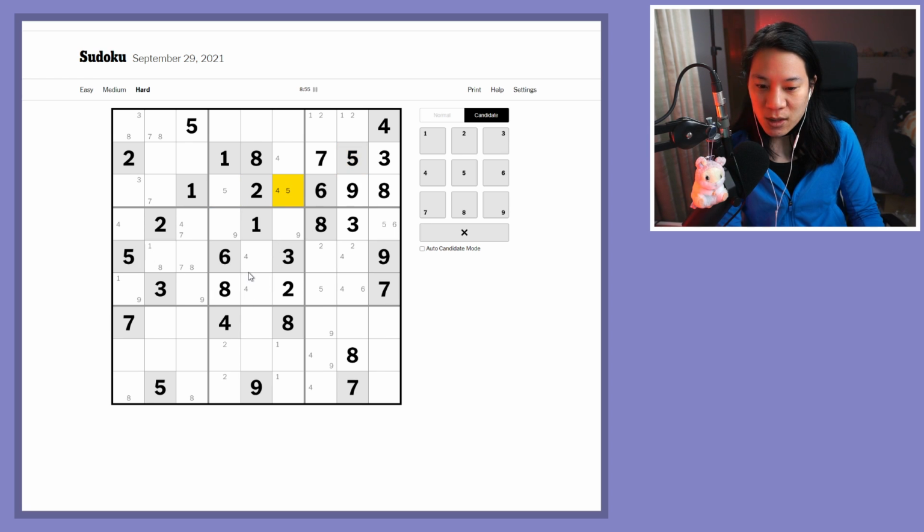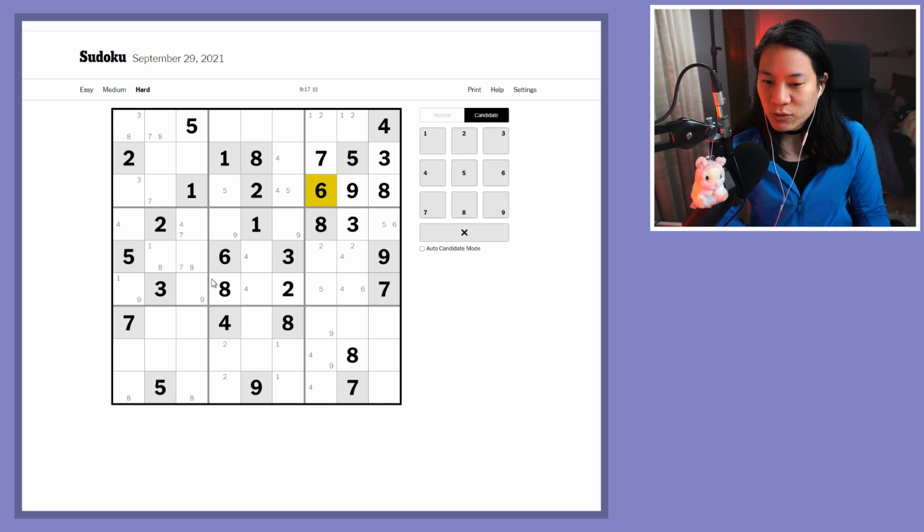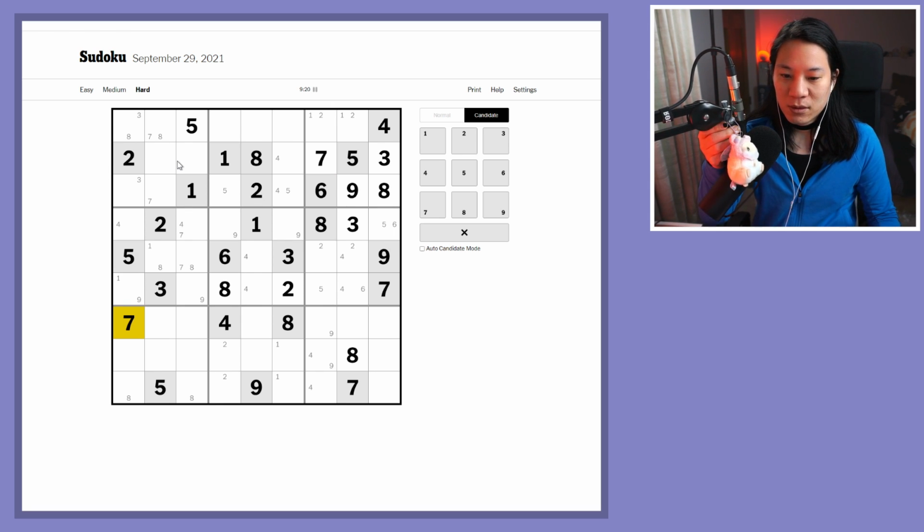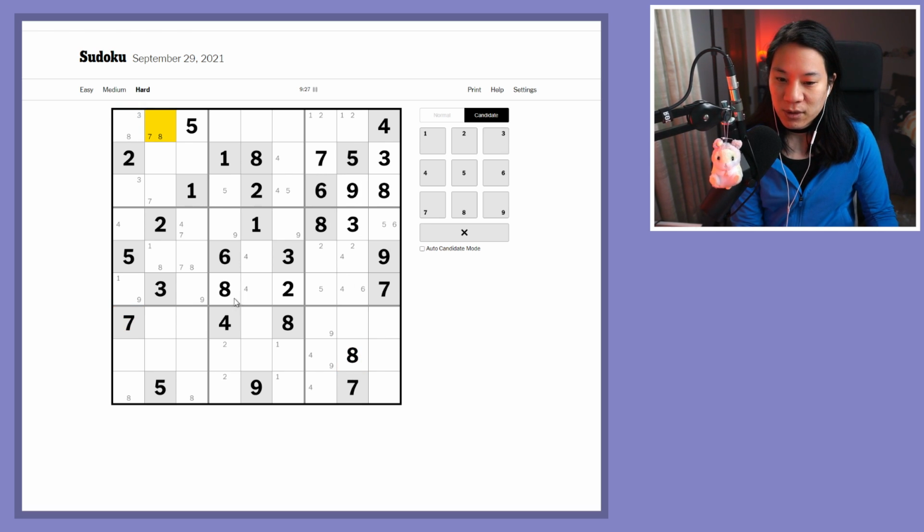Fives are locked in these two cells. Fives are not really creating any miracles. Six. I guess sixes are maybe the weakest number on this grid. Sevens. Sevens are down here. Seven, seven, seven, eight. Eight over there. Eight, eight, eight, eight, nine. Pointing pair of nines. Nines are locked in these three cells. Pointing pair of nines. Yeah, there's nothing going on at all.